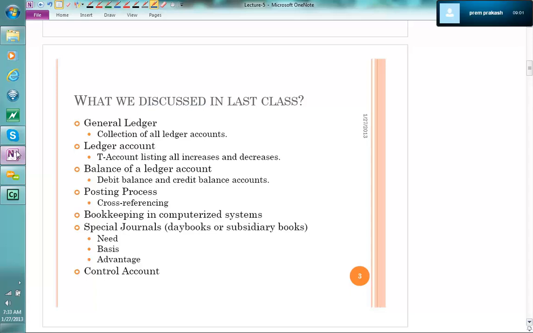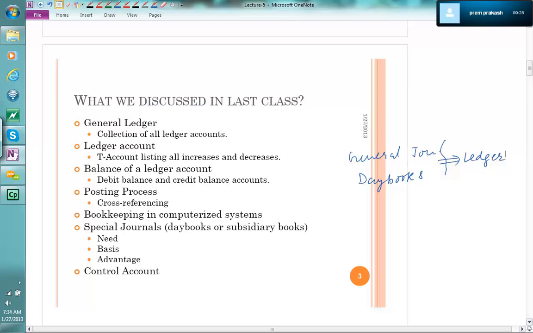And then we talked about the posting process, and we said that the data from either the day book or the general journal is posted into the ledger accounts. So you have the general journal and then day books, and they are going into ledger accounts.